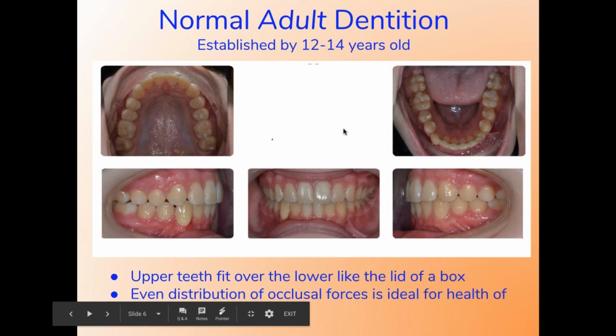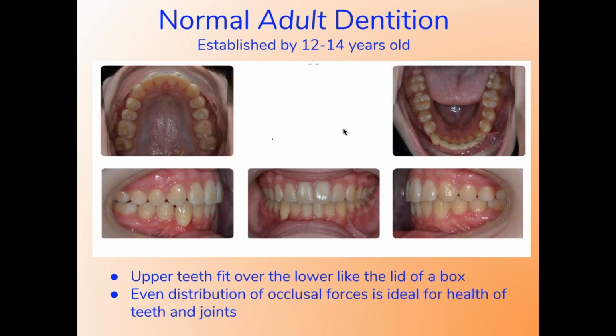All right, so here is a normal adult dentition. So by the time a child is about 13 years old, they will have lost all of the baby teeth and all of the permanent teeth will have erupted. So in this case, this is sort of an ideal bite. And in an ideal bite, the upper teeth fit over the lower teeth like the lid of a box.